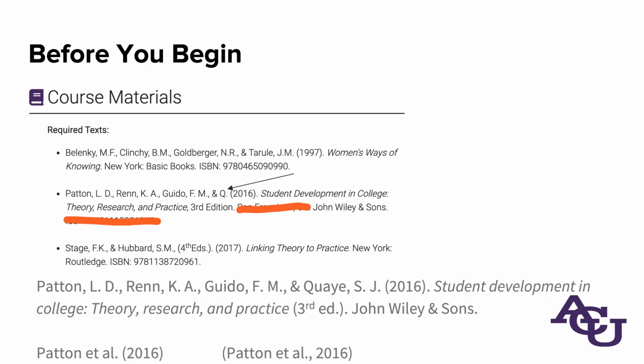We need to convert the title, that's Student Development in College: Theory, Research, and Practice, into sentence case. And then the 3rd edition, that information gets abbreviated and placed in parentheses as you see here. So a citation in APA 7th edition is going to be a little bit more concise than what you see here in the syllabus. That's fine, the syllabus gives you enough information to order it. But when it comes to citing it in your paper, make sure you use the correct form, which we've presented here for your benefit.